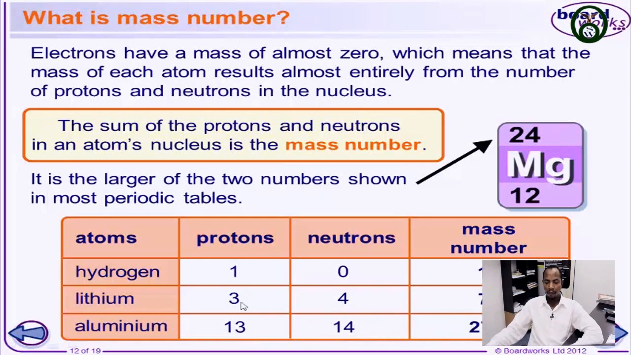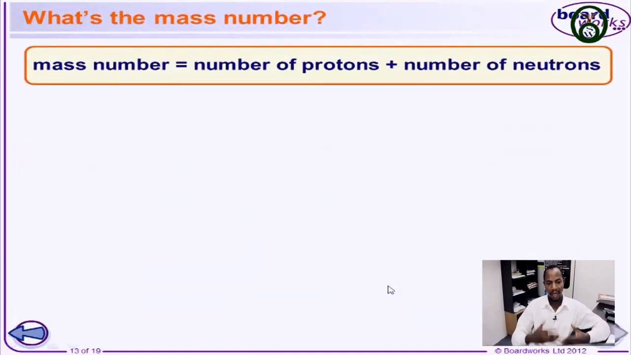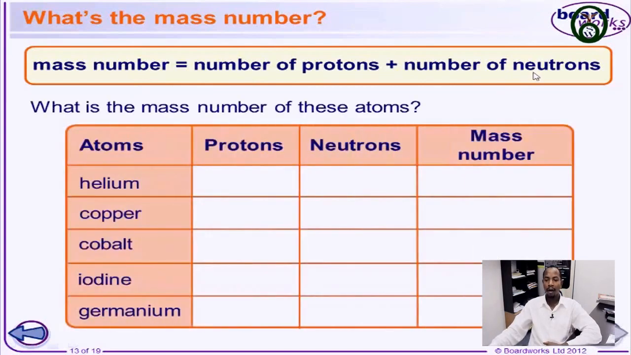For this, the mass number equals the number of protons plus the number of neutrons, which is 3 plus 4 equals 7. For this, mass number equals number of protons plus number of neutrons, which is 1 plus 0 equals 1. Great. So this is for beginners to understand this concept. Now we therefore represent this as a formula. We say the mass number of an atom is equal to the number of protons plus the number of neutrons.